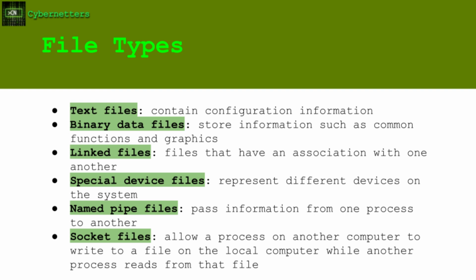You also have the special device files. Instead of storing data, these files represent hardware devices like /dev/sda for a hard drive or /dev/null as a data sink. And then you have the named pipe files, which allow one process to send data to another. I like to think of it as a one-way communication channel between programs. You also have the socket files, which work like named pipes but allow network communication. A process on one computer can write to a socket file, while a local process reads from it. And this is how many network services work.